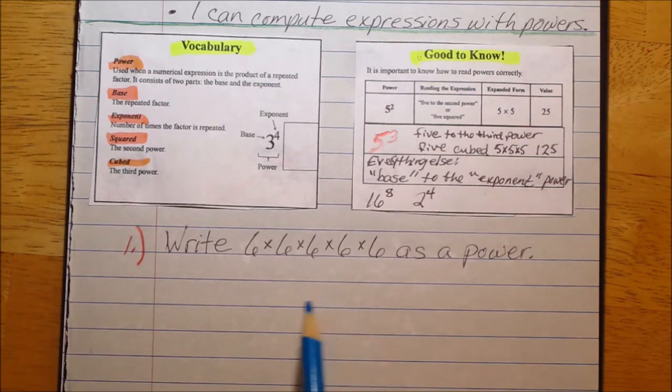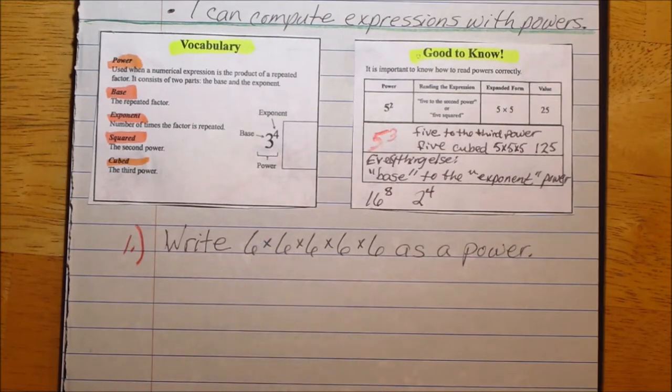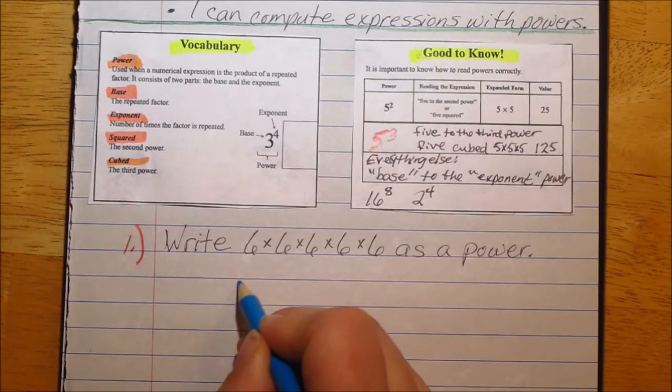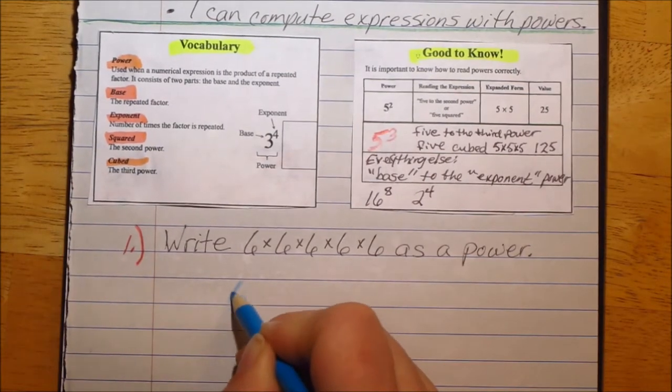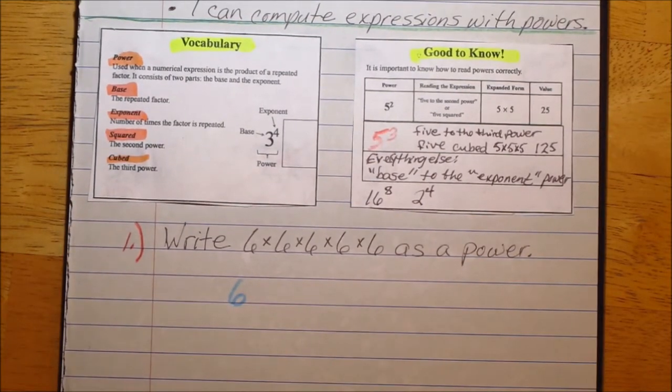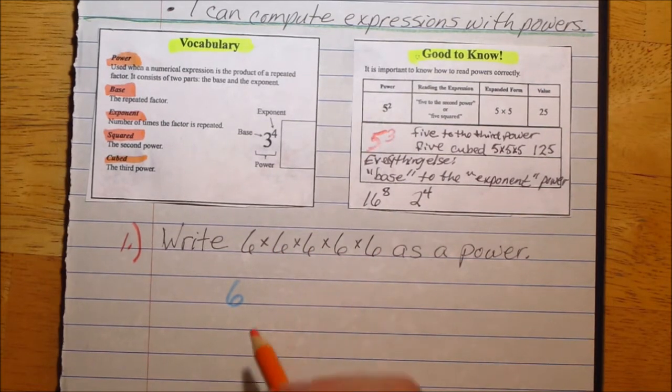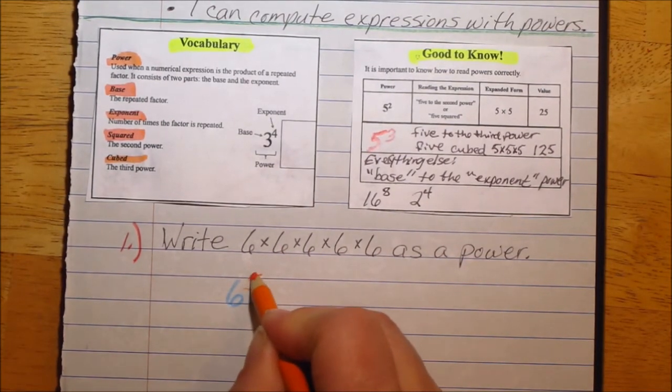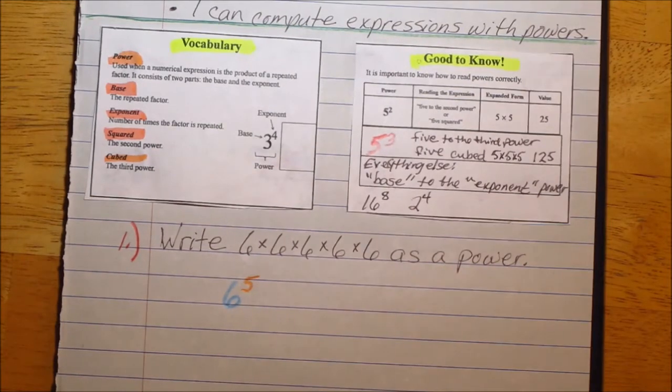So step one is, what is the base we're working with? Well, the base is the number being multiplied. So I'm going to write that right down here. Okay, I'm going to make that nice and clear there, okay? Now, the exponent is how many times am I multiplying it? 1, 2, 3, 4, 5 times. All right. So then my exponent of this power is 5.